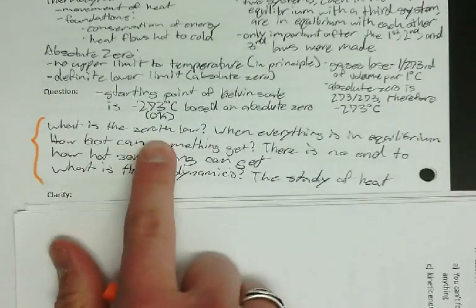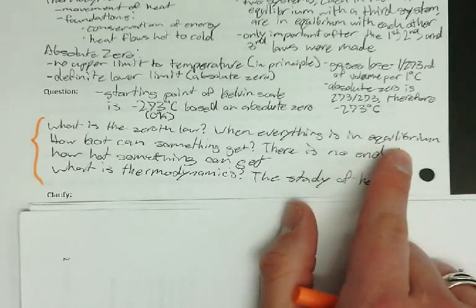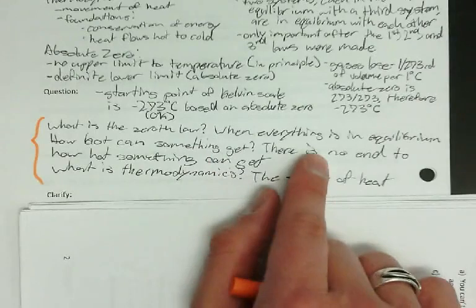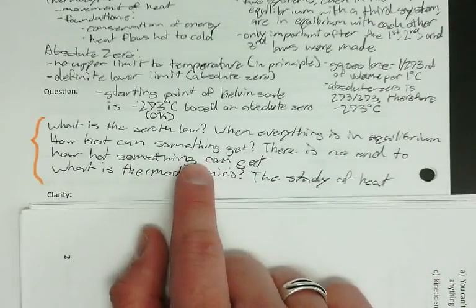Okay, what's the zeroth law? Everything's in equilibrium. So how hot can something get? There's no limit to the high temperatures, I think is a good one. So there's a limit to the low. There's not a limit to the high.